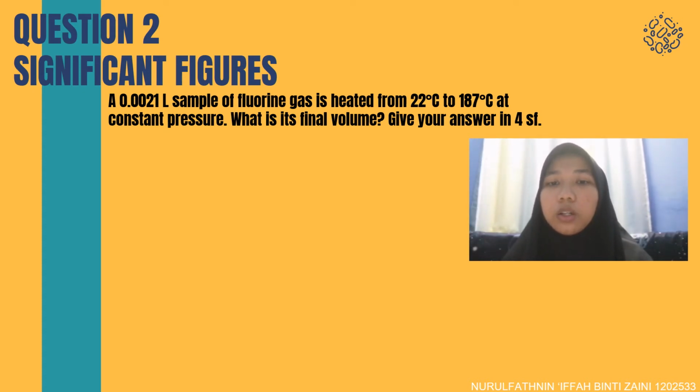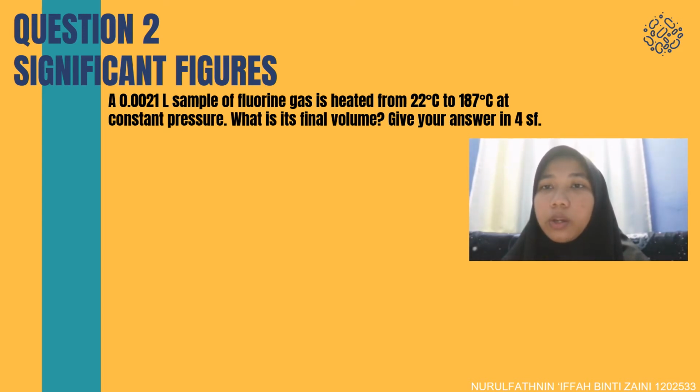Assalamualaikum. My name is NURULFATHNIN and I will show you an example question related to the chemistry problems for this topic. The question gives us a 0.0021 liter sample of fluorine gas heated from 22 degrees Celsius to 187 degrees Celsius at constant pressure. What is the final volume? Give your answer in 4 significant figures. The question already gives us the initial volume, the initial temperature, and the final temperature with a constant pressure.